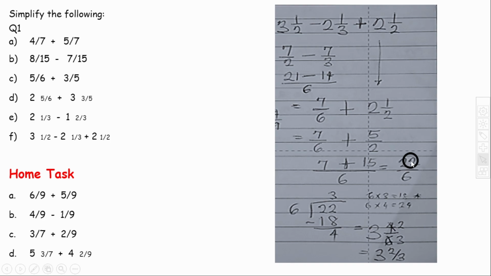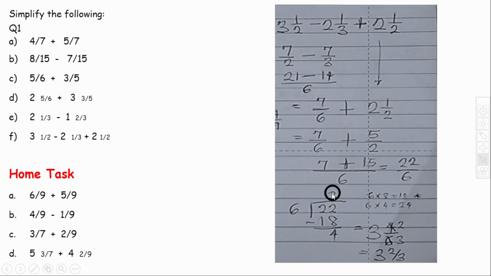So what do we do? You draw this division sign, and you write the numerator inside while the denominator goes outside. How many 6 can you find in 22? You can use your multiplication table. 6 times 1, 6. 6 times 2, 12. 6 times 3, 18. 6 times 4, 24. 24 is already more than 22. So we go back to 3. 6 times 3, 18. So that means it's 3 that we can find there.